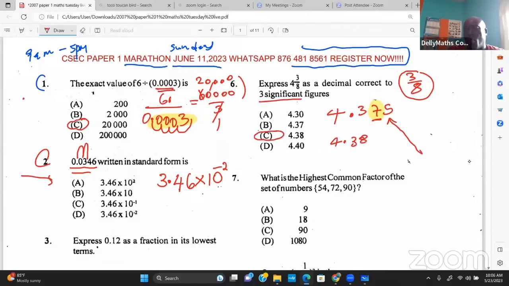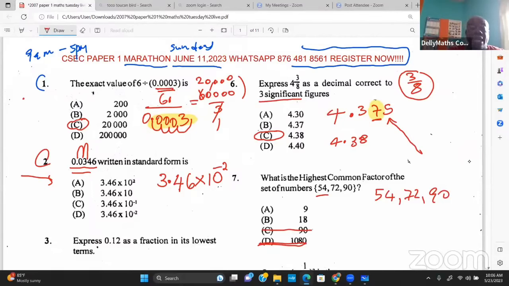Number 7. What is the highest common factor of the set of numbers 54? So we're talking about 54. We're looking at 72. You're looking at 90. Factors, all right? The fact that we're talking about factors, these two are out, right? Because the factors cannot be bigger than the numbers that we're seeing.